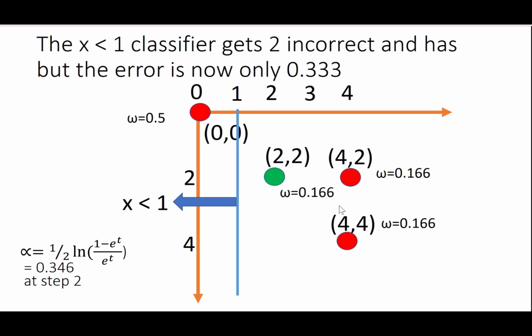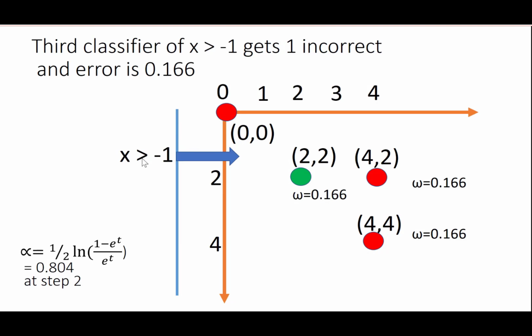So the total error now is 0.33. We plug that in to here, and we get the log of 2 and a half of that, and it's 0.346. So now this one, which had an alpha before of 0, gets an alpha of 0.346. Now we've got to deal with the other classifier.